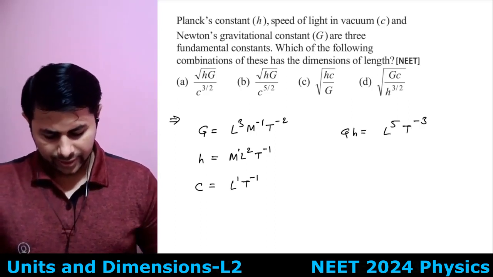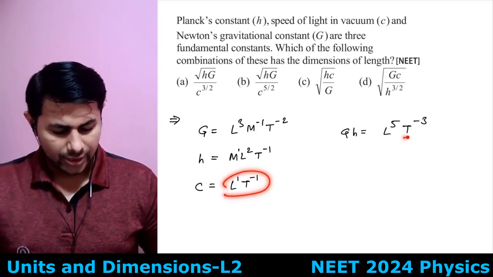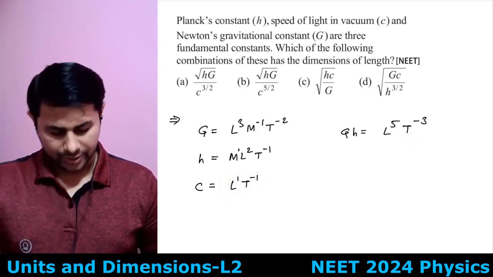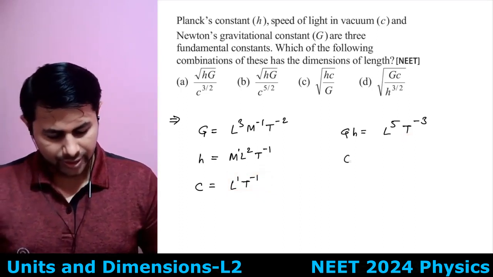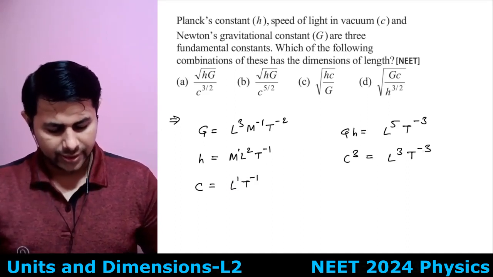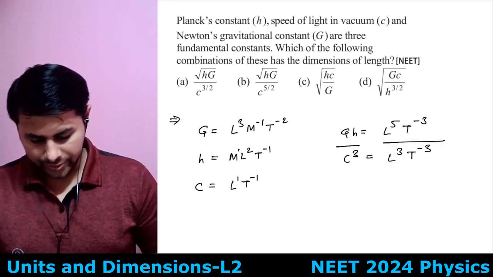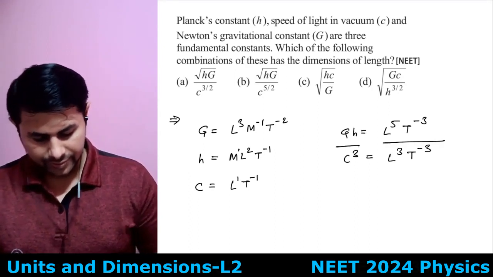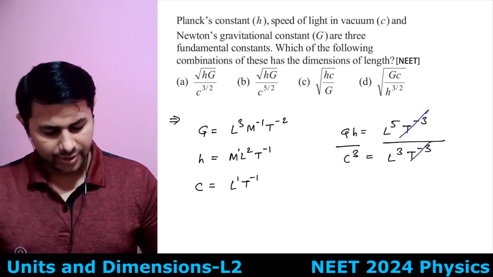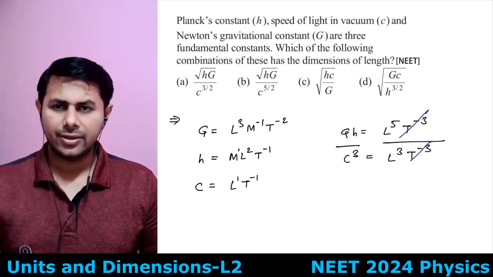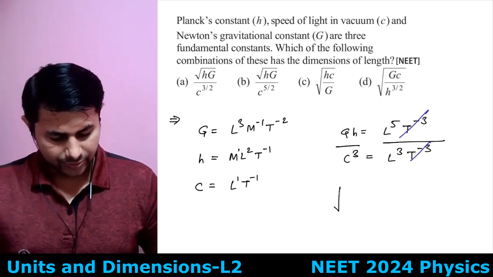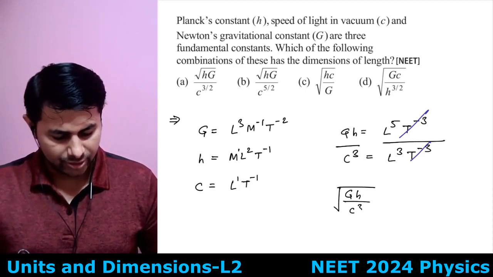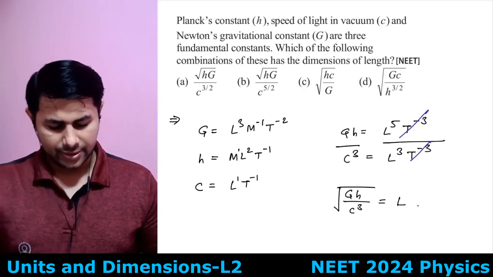Okay, and then I want length, so what should I do? I want to cancel out this t raised to minus 3, so I will raise this to the power 3, so it will be L raised to 3 t raised to minus 3, and I will divide that, so this thing gets cancelled. I'm left with L square, so I will take its square root. So the square root of GH divided by c to the power 3 is L.